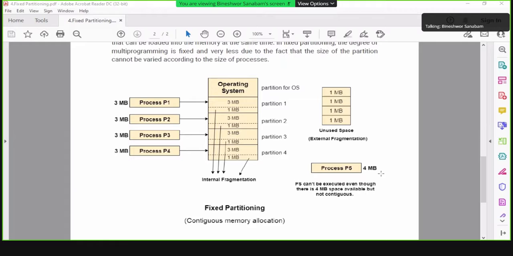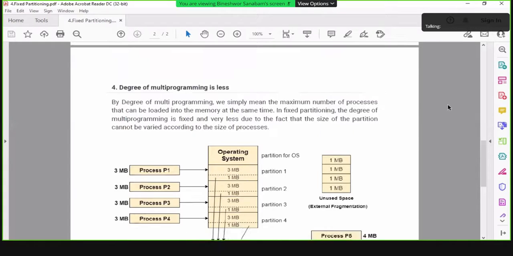Even though the memory has the capacity of this 4 MB, since it is not in a sequential or contiguous manner, we cannot allocate it to the new process P5. So this problem is what we refer to as external fragmentation. So this is what internal fragmentation and external fragmentation refer to.